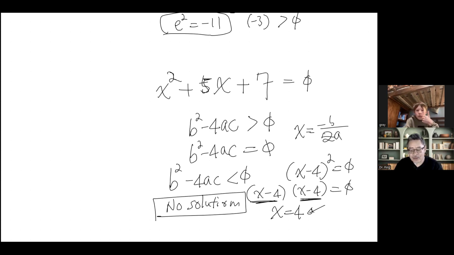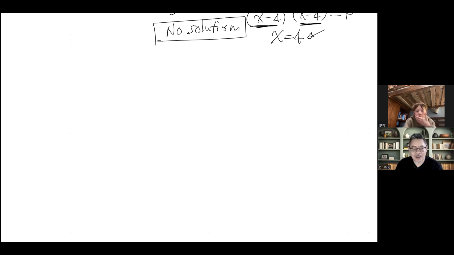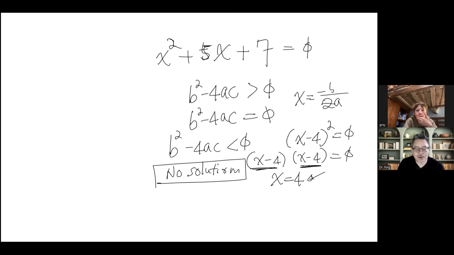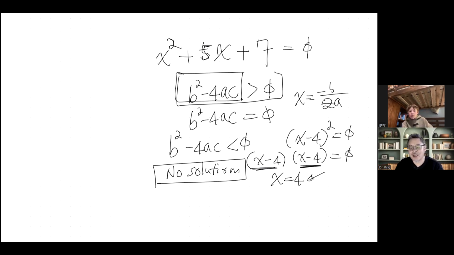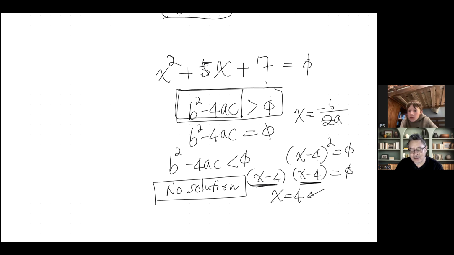Now let's try a couple based on using this one. This is called the determinant. We're going to use that to check if a quadratic equation has a solution or not. Okay?